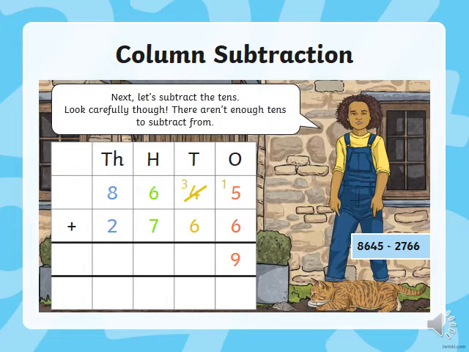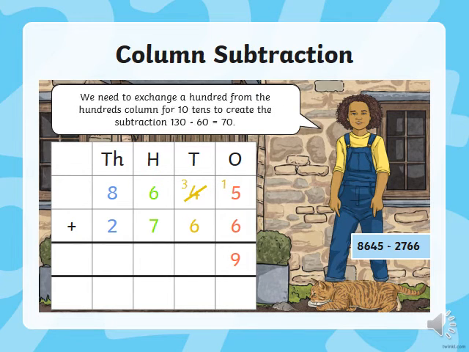Okay, we can now go over to the 10s. There are not enough 10s. There's only 3 10s. We need to take 6 of them away. So we knock next door to the 100 and we can exchange 100 for 10 10s. So we've now got 500 and we've added on another 10 10s, which gets us up to 13 10s, 130. We can now do 130 take away 60 or 13 take away 6, which is 7 or 70.